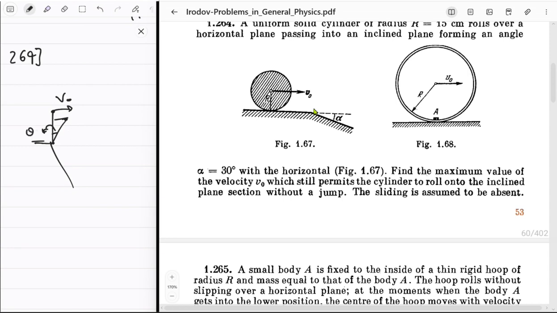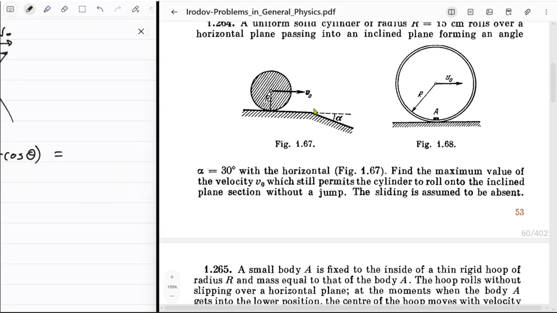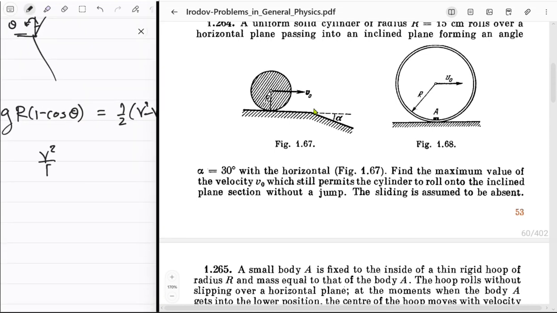Then r times 1 minus cosine theta is what? Yeah, you can use that to get your V because rolling, right? So r times 1 minus cosine theta, g times of that is equal to half V square minus half V naught square. So V is actually going to be bigger, right? Okay, so you know V square upon R, that is equal to, this is weird.